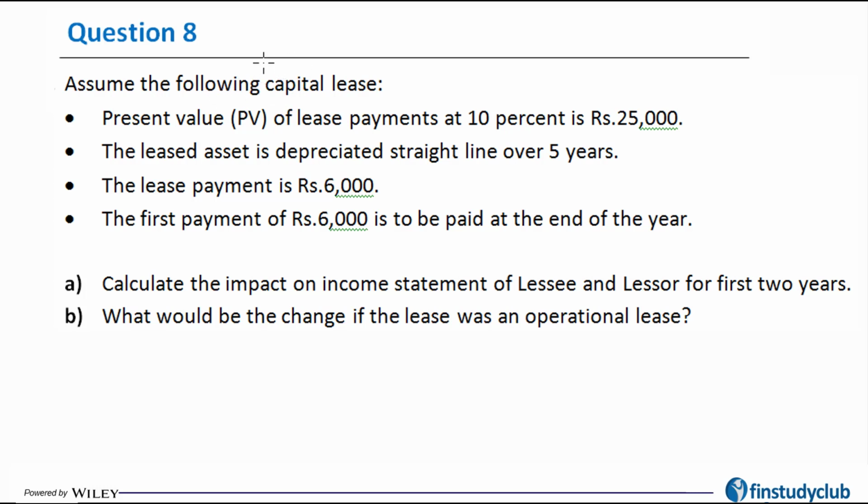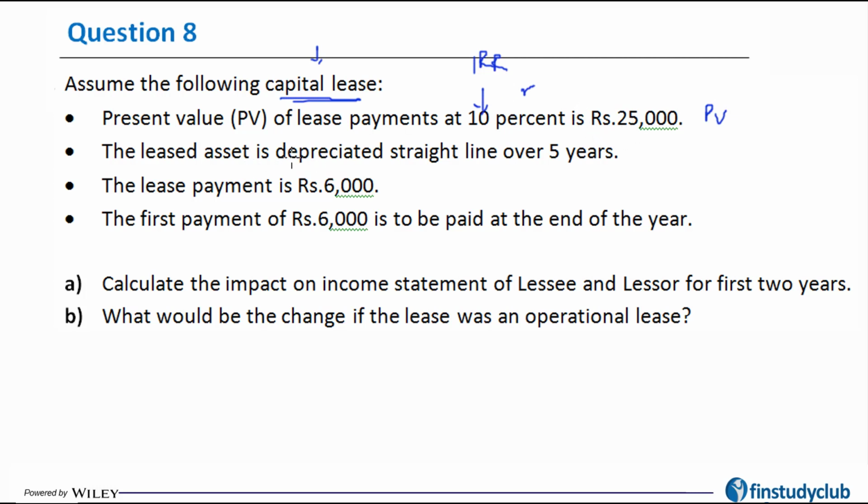So here I am with question number 8. It says, assume the following capital lease. Now, it's a capital lease. There are two types of lease, operating and capital. So this one is clearly mentioned to be a capital lease. The present value of the lease payments at 10%. So this becomes the IRR of the lease, the rate at which the lease payments have been calculated. So the PV is 25,000.